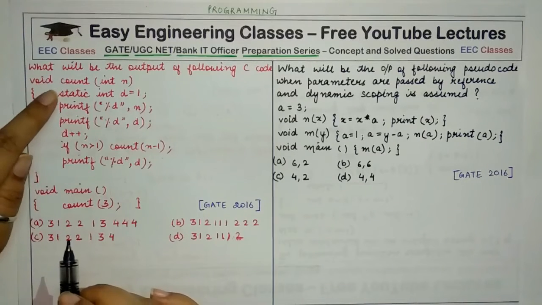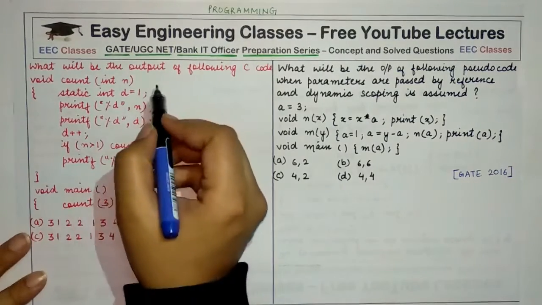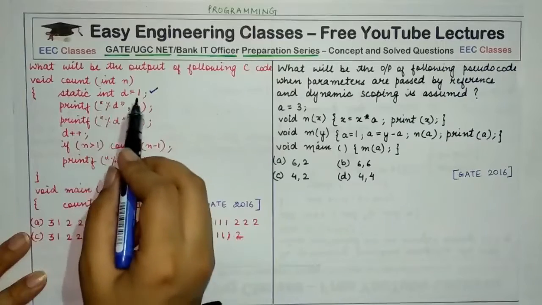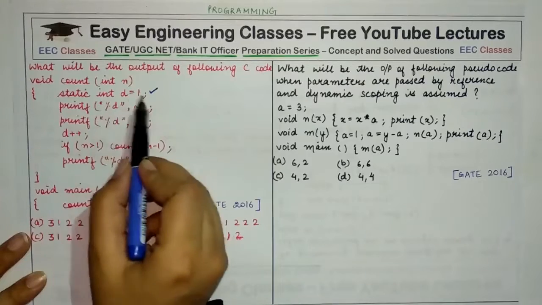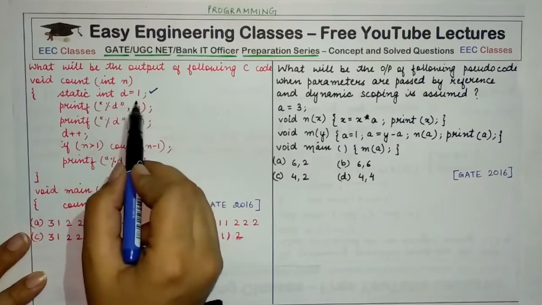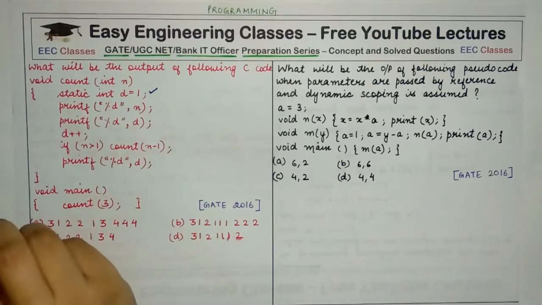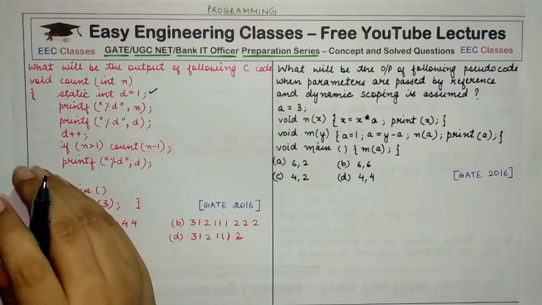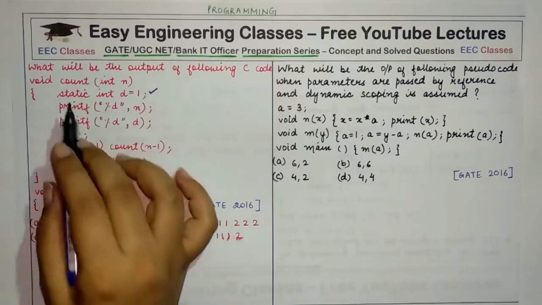Now you must be very well aware of the keyword static. You must know that static variables preserve their value over function calls. That means this statement would be executed only when this count function is called for the very first time, and after that this statement would not be executed. The initialization of d would only take place once, and the previous value of d that was present at the end of the previous function call would be used if another call is made to the count function.